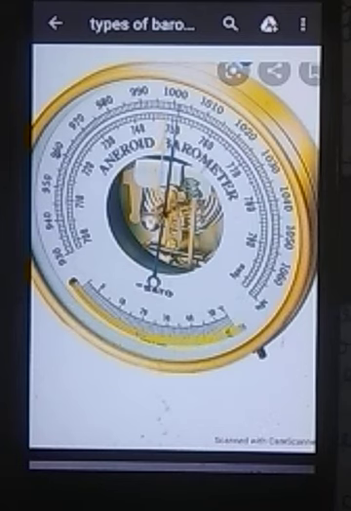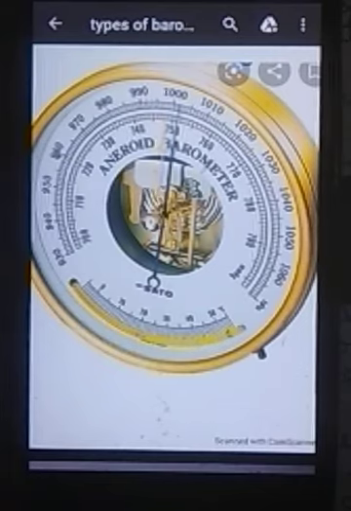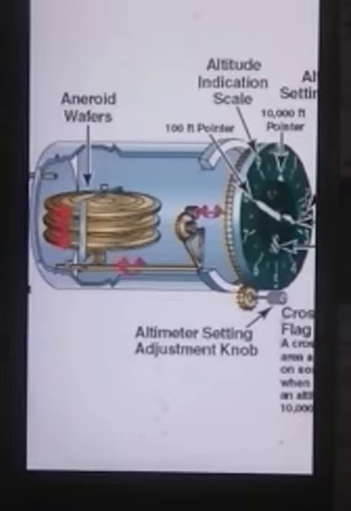Okay. Now let us look at the structure of the barometer from inside. These figures are only for reference. You will draw only the figures which are given in the book. Some of the images are from an outside source. These are only for understanding, to visualize the concept more easily. Let us look at the structure of the aneroid barometer.